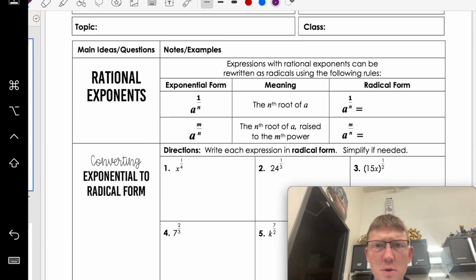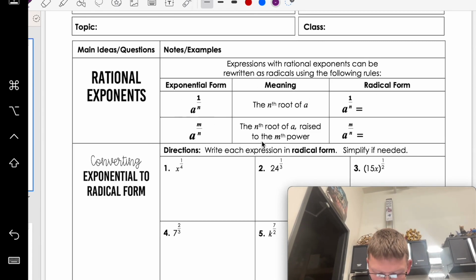Okay, like I said, we're in 6.2, and we're talking more about these rational exponents or radical signs. So we're going to learn a new way of writing it, and I think it's actually a lot easier to write it this way, and a lot easier to do math this way. And so here we are.